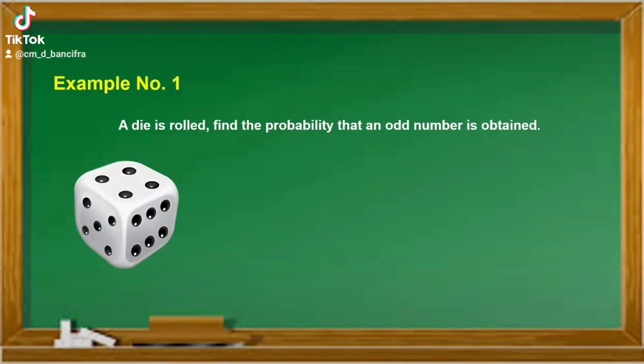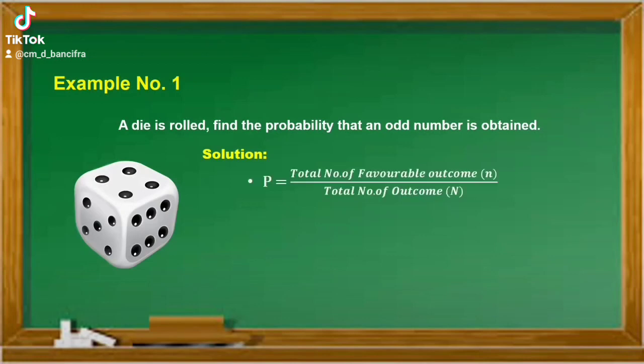So, example number 1, a die is rolled, find the probability that an odd number is obtained. So, paano ba natin ito isosolve? Using the formula. Total number of favorable outcome over total number of outcome. So, ang total number of outcome kapag nag-roll ka ng isang die, it's either 1, 2, 3, 4, 5, or 6 ang lumabas. Therefore, ang total number of outcome doon ay 6.